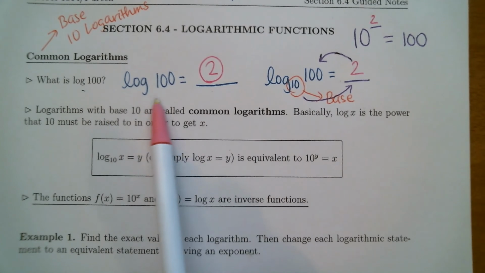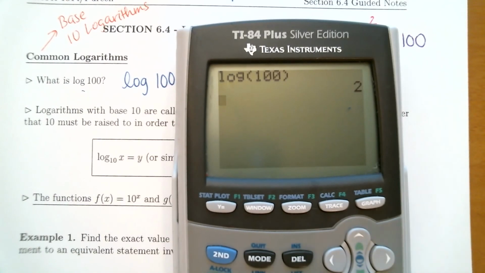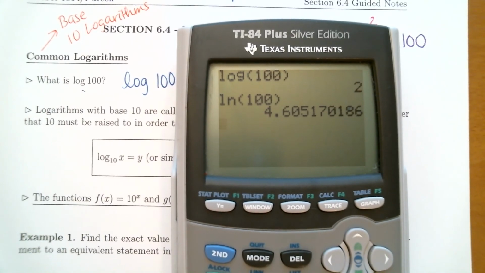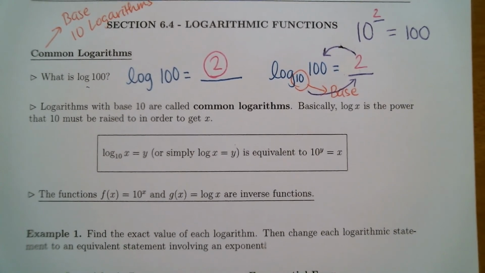Had I taken my calculator and instead done natural log of 100, you're going to get a totally different answer. So you need to be very cognizant of what kind of logarithm you're doing. This ln or natural log, we're going to talk about that, like I said, on page 3. It is not base 10. It has a different base. So when you're using log, you have to use base 10 and the appropriate button on the calculator.